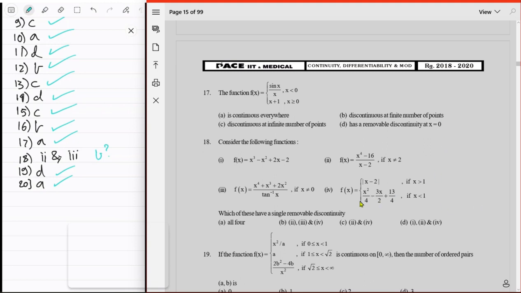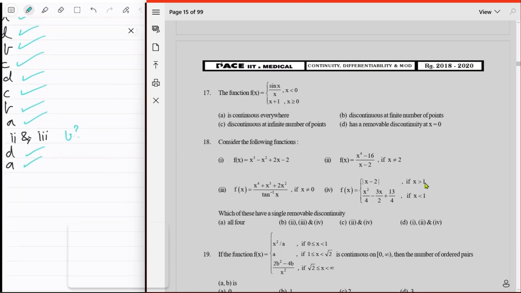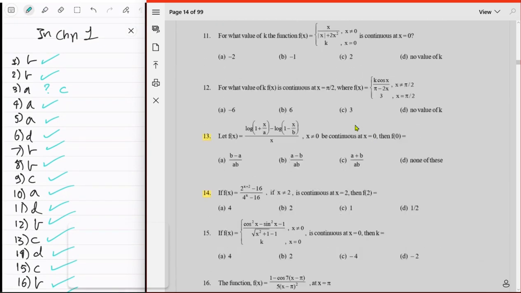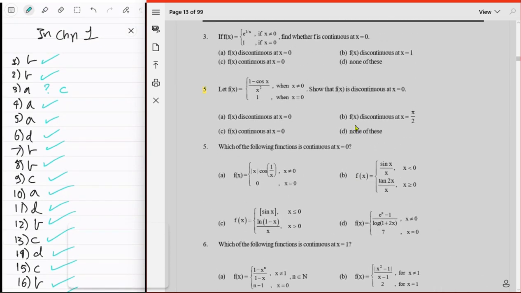Before 1, it's defined everywhere. Sorry, it's continuous everywhere. And after 1, it's also continuous. So where is our single removable discontinuity in this function? I don't see any. So this is just wrong. Like, no, this cannot be the thing. Okay, let's go to third. So this should have been C, it seems.